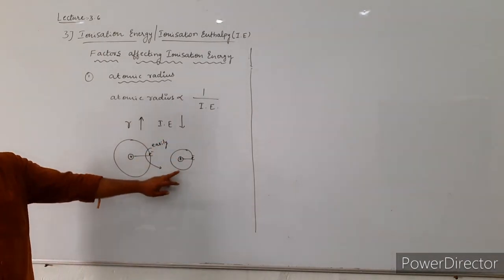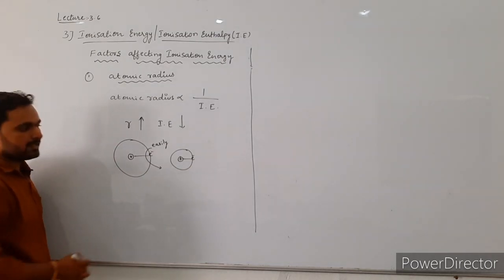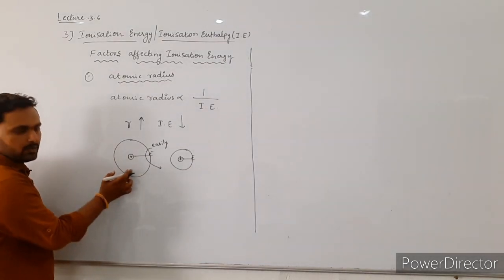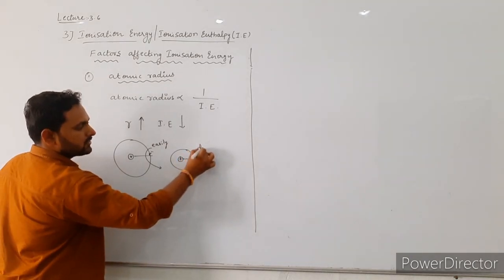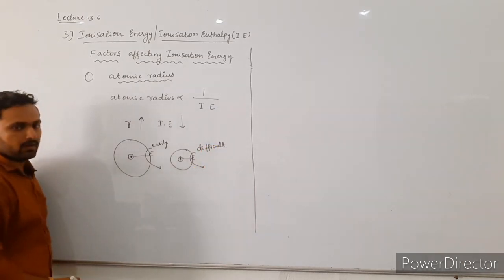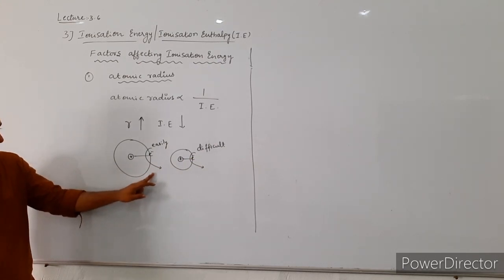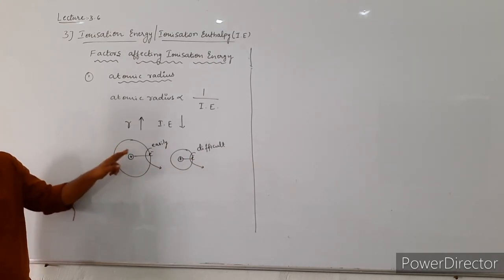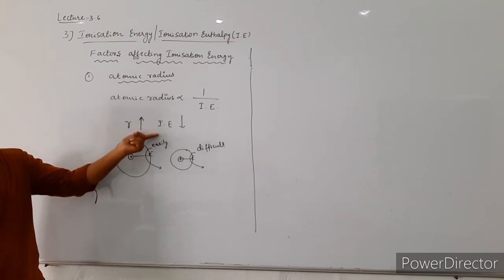But in the case of a small atom, there is more force of attraction between the nucleus and electron due to the small distance. Here the removal of an electron is difficult compared to the large size. To remove the electron we need more energy. Here we need more energy, here we need less energy. That is why as the radius increases, less energy is required. That is why both are inversely proportional.